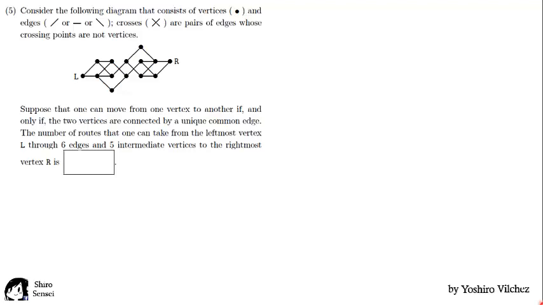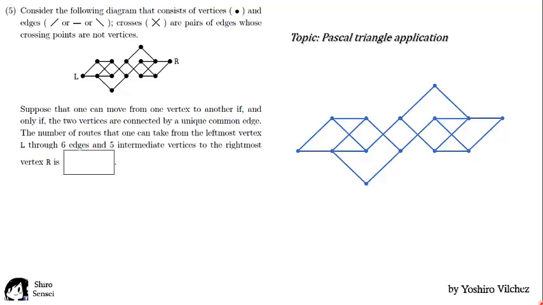So the topic in this question is the application of Pascal's triangle. We have the diagram and we need to count how many routes there are from L to R. But there is a method to simplify this problem. In this example we apply the method. Write 1 at the start point. This vertex comes from one vertex, so this is 1. And this vertex is the same, so this is 1. But this point B comes from 2 vertices, so the value here is the sum of both values. 1 plus 1 is equal to 2.